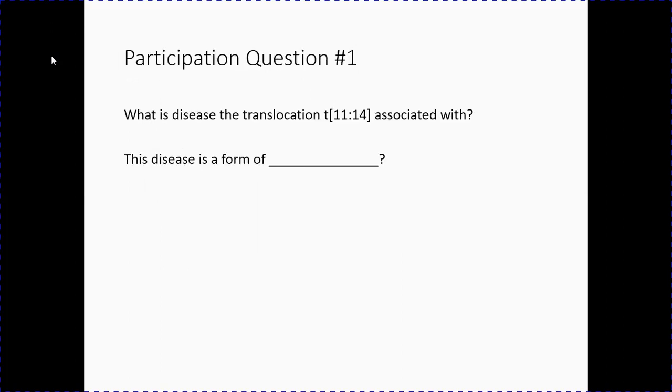So I guess that brings us to participation question number 1. What is the disease? This question doesn't even make sense. It should say, what disease is the translocation T1114 associated with? The disease is a form of follicular lymphoma. And so it's a form of non-Hodgkin's lymphoma. We just saw that.